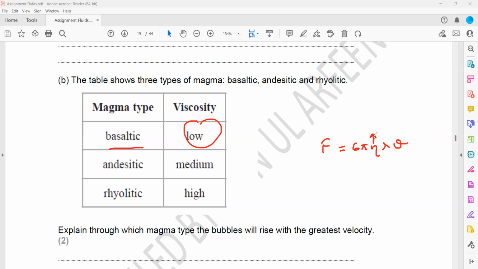So if the viscosity of the medium is high, the viscous drag will be more. If viscous drag is more, the object can slow down easily and cannot move. But in a basaltic magma, as it has a low viscosity, there will be low viscous drag, so the bubble can easily accelerate upward.